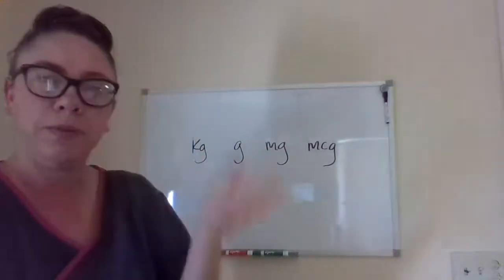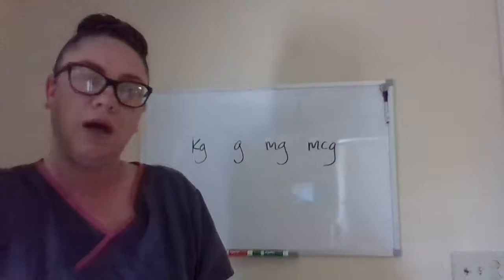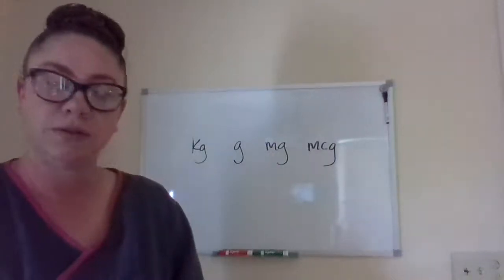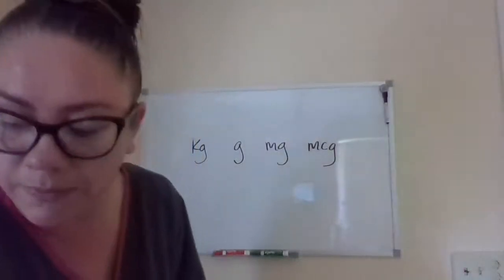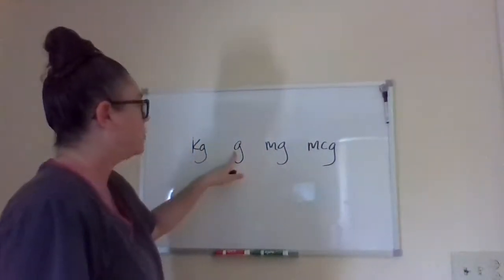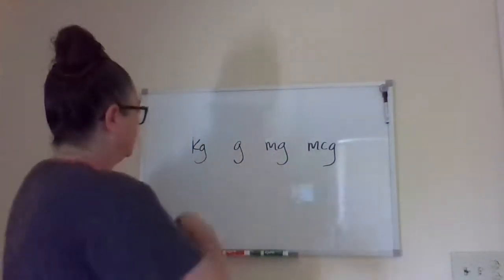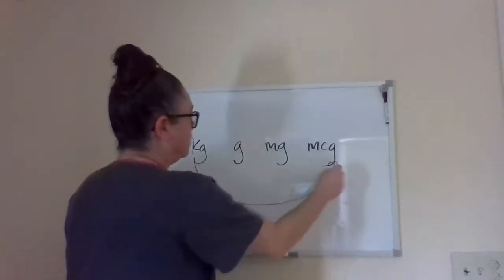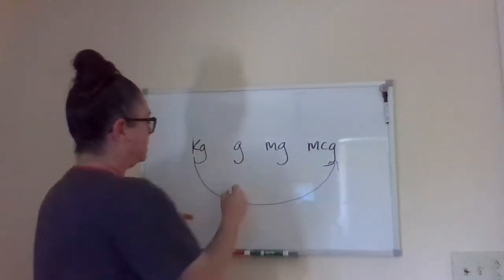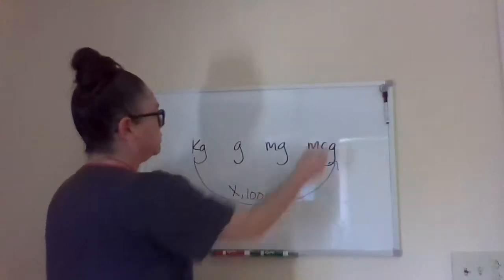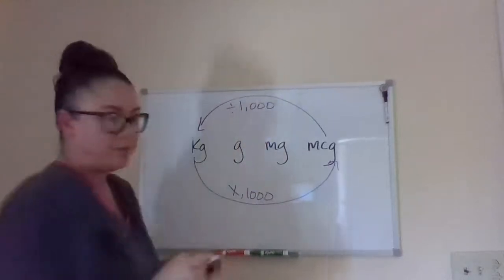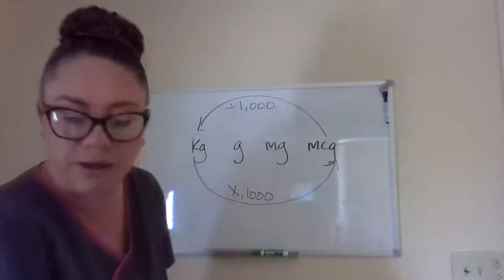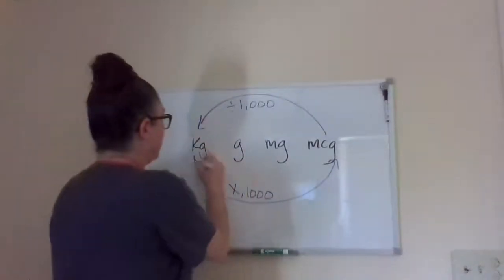Now, if you're taught in career prep and you're comfortable with moving the decimals, you can do that. I just want to show you a different way of how I do the conversion of weight. So we have kilograms, grams, milligrams, micrograms. If we're moving from left to right, we're going to be multiplying by 1,000. And if we're moving from right to left, we're going to be dividing by 1,000. But the important piece here is that it's going to happen each step along the way.